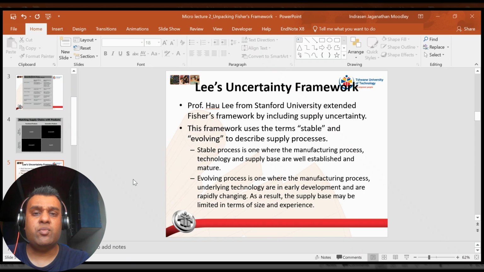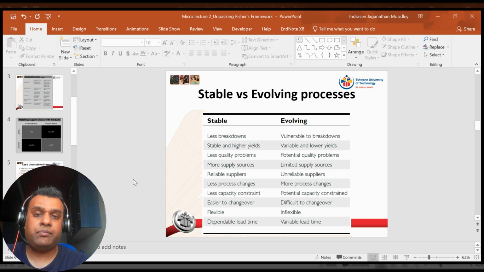This brings us to Professor Lee's uncertainty framework, where he looked at supply uncertainty, and he used the terms stable and evolving to describe supply processes, where stable processes had well-established manufacturing processes and were quite mature. Evolving processes, on the other hand, were in the early phases of development and rapidly changing, therefore the relative uncertainty would of course be higher.